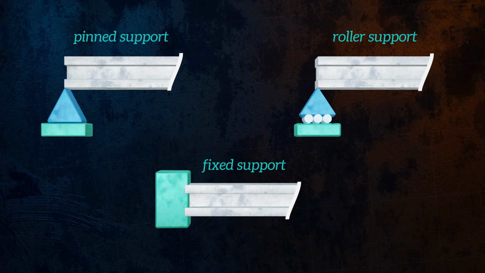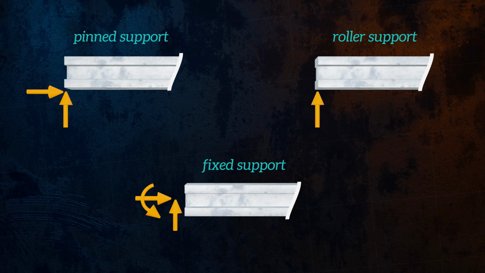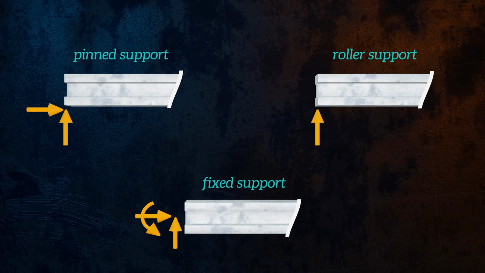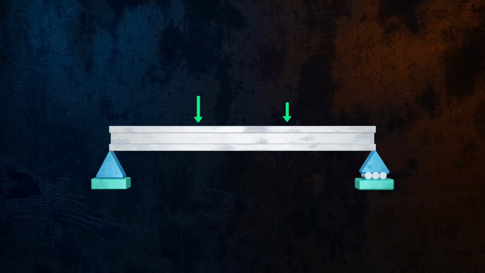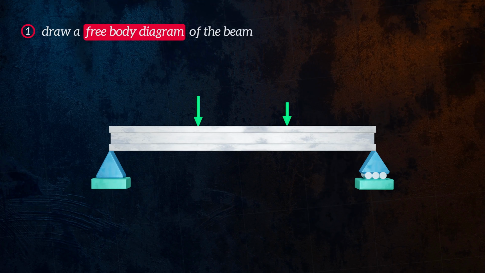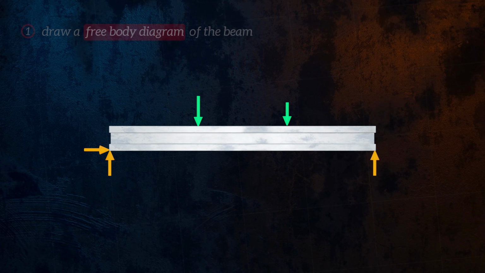If a certain degree of freedom is restrained at a support, we will have a corresponding reaction force or reaction moment at that location. For example, rotations are permitted for a pin support, so there is no reaction moment, but displacements in the vertical and horizontal directions are prevented, so we will have horizontal and vertical reaction forces. So how do you determine the shear forces and bending moments within a beam? There are three main steps we need to follow. First, we draw a free body diagram of the beam. This shows all of the applied and reaction loads acting on the beam.